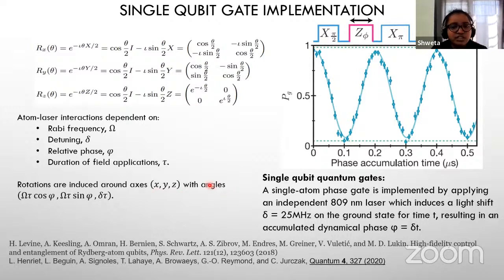So the rotations, which are dependent on these various factors, are introduced around the X, Y, and Z axes with angles given as omega tau cos phi for rotation along the x axis, omega tau sin phi along y, and delta tau around the z axis.